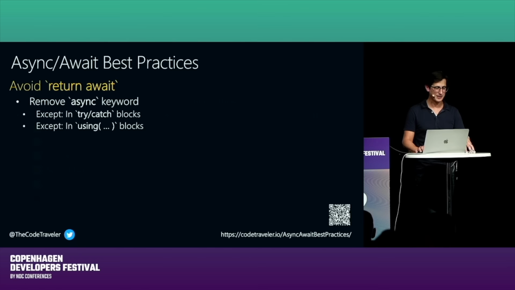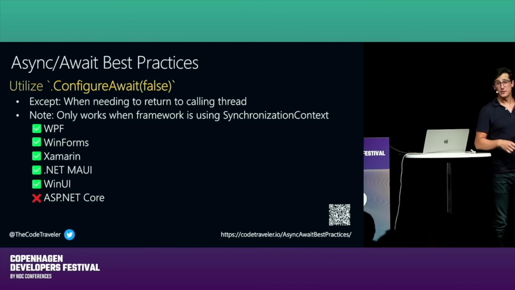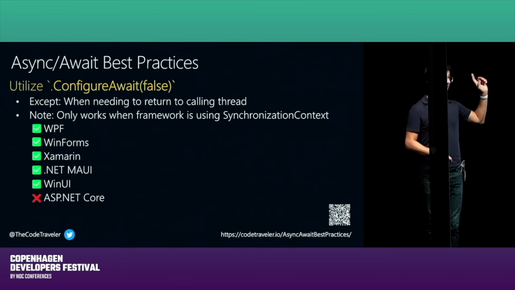Utilize configure await false. So if you don't need to return to that calling thread, configure await false will help your code run a little bit faster. There is a caveat to this. .NET has something called a synchronization context in most frameworks.